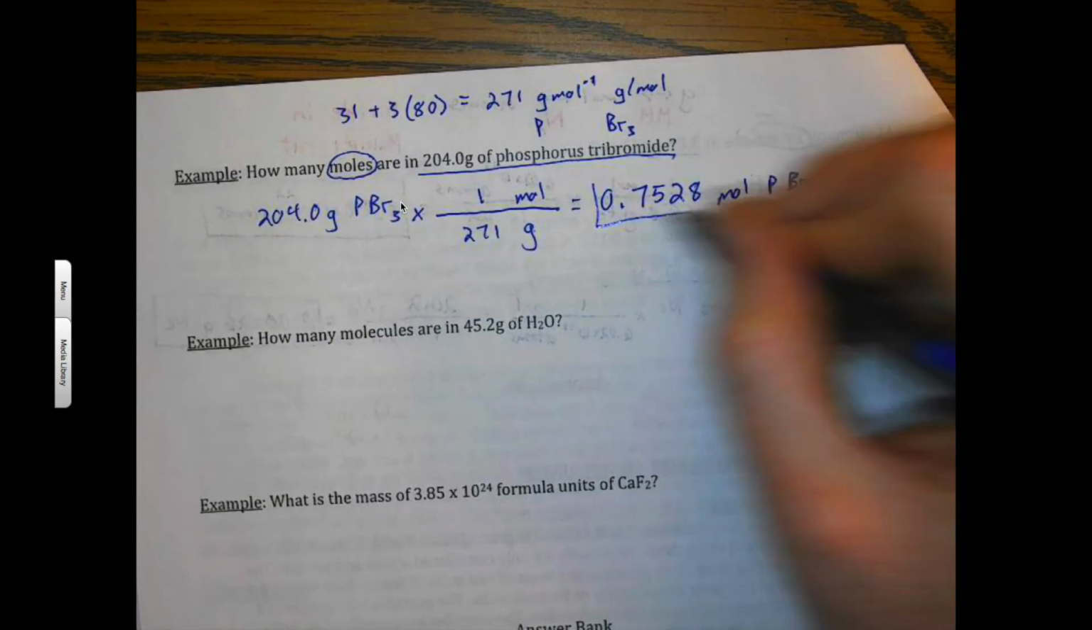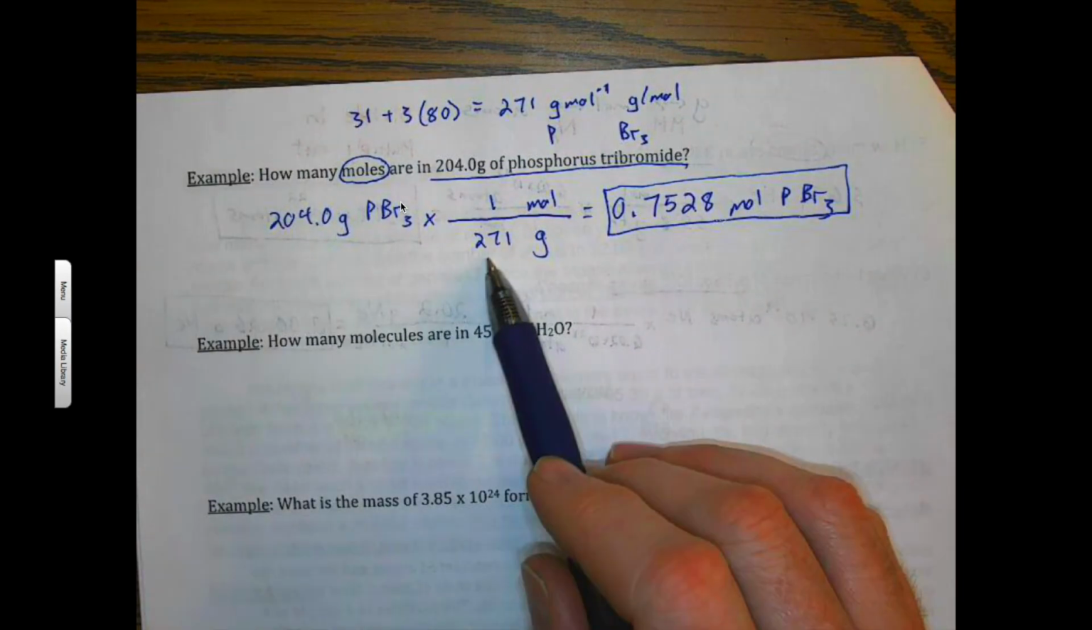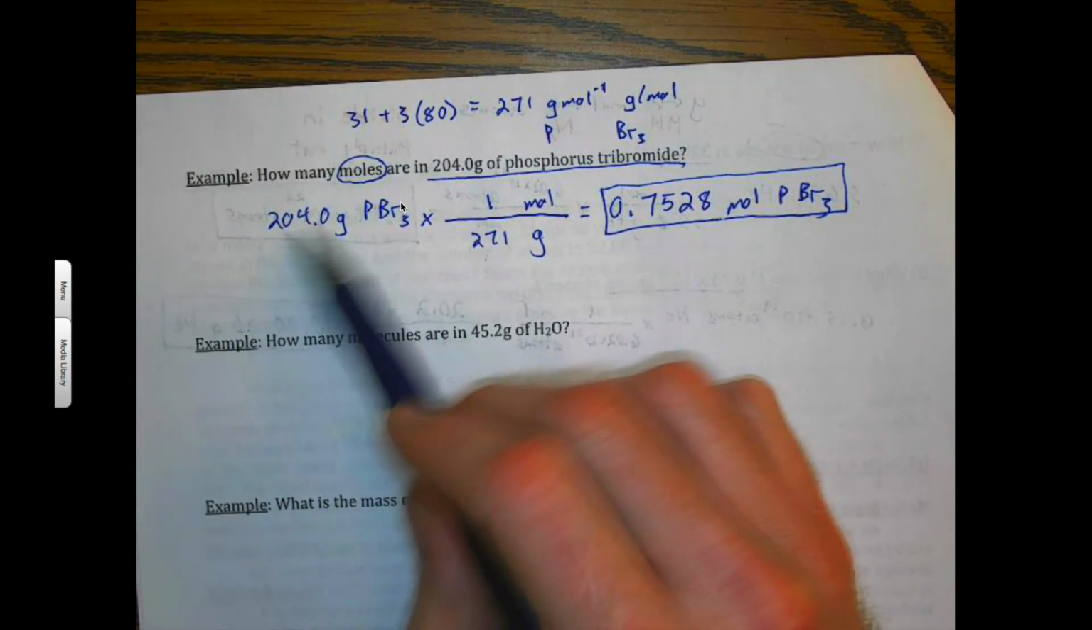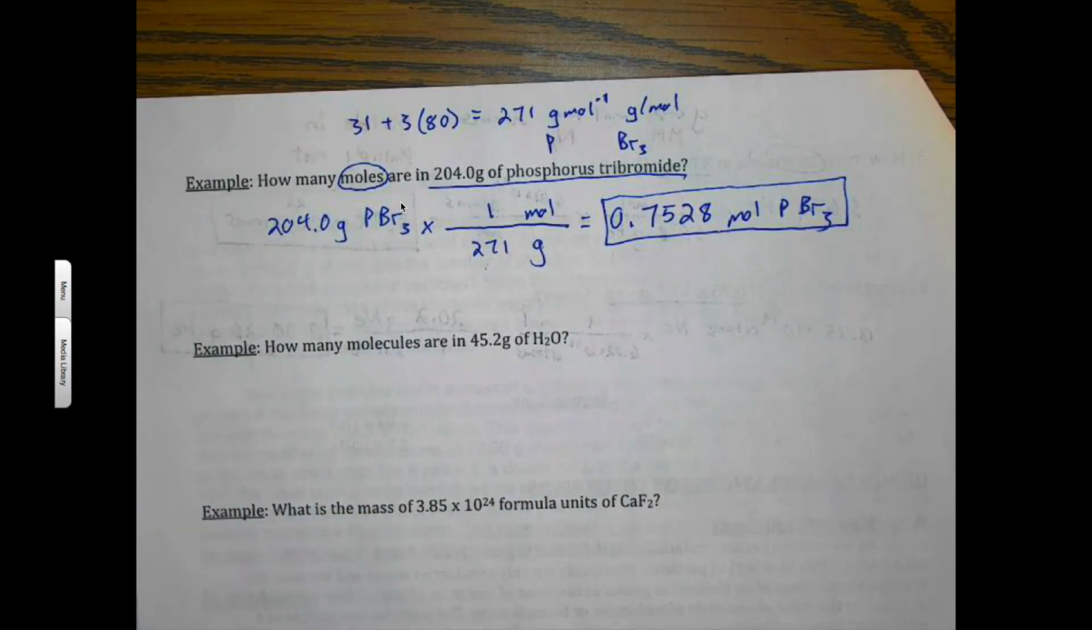Just a word on sig figs. I don't know if I mentioned this yet. You're going to keep the same number of sig figs as your original answer. You're not going to look at the sig figs that are in your molar mass. You're going to assume that those are exact numbers, so their significant figures are considered infinite or not considered.